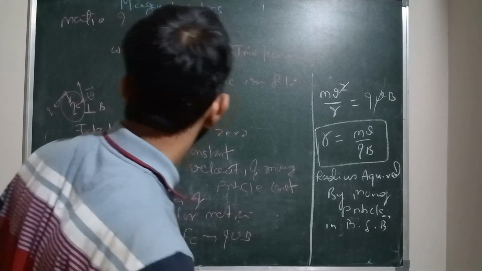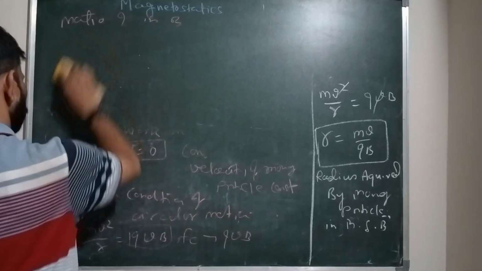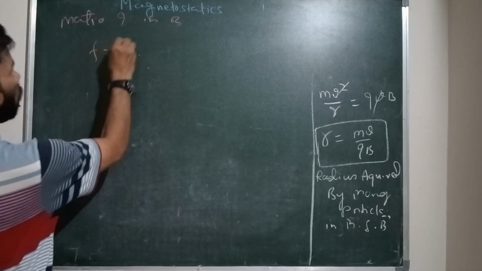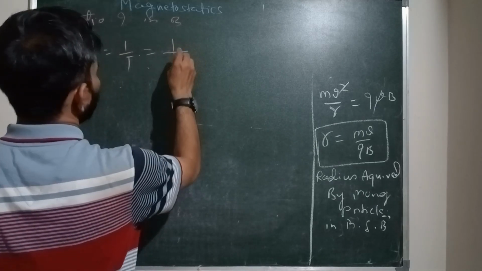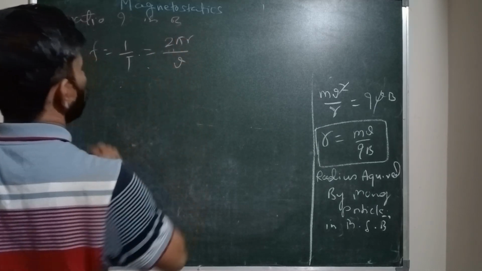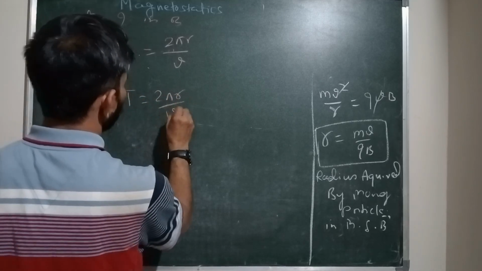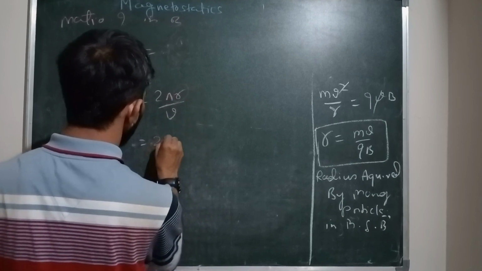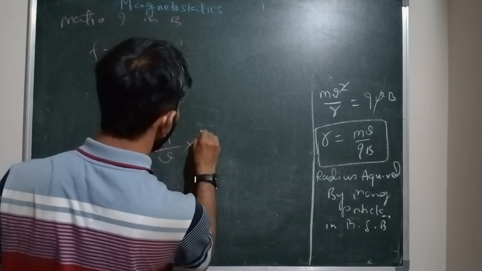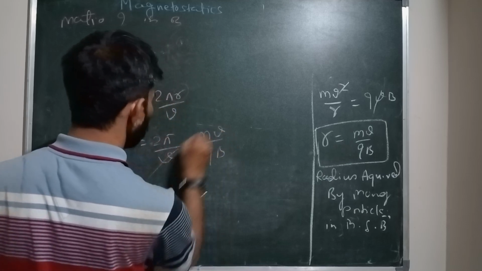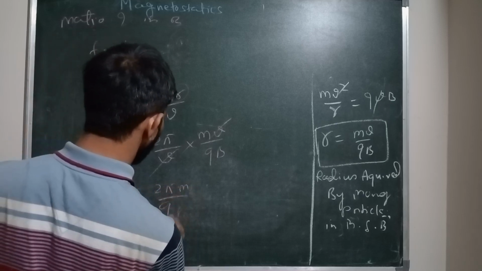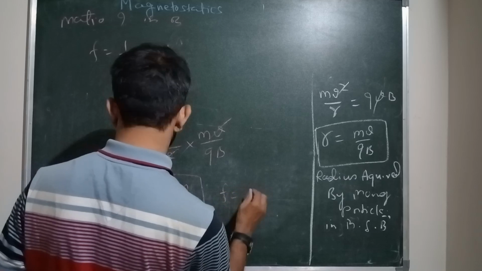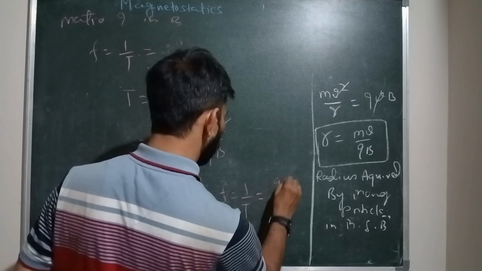Also we have to find the time period, velocity and frequency of the moving particle in the magnetic field. Frequency is 1 upon the time period, and the time period is T equals 2 pi r upon v. So T is 2 pi upon v into r, where r is mv upon qB, and v cancels out. So T equals 2 pi m upon qB. This is the time period of the moving particle in the magnetic field. Also 1 upon T is the frequency, which is qB upon 2 pi m.